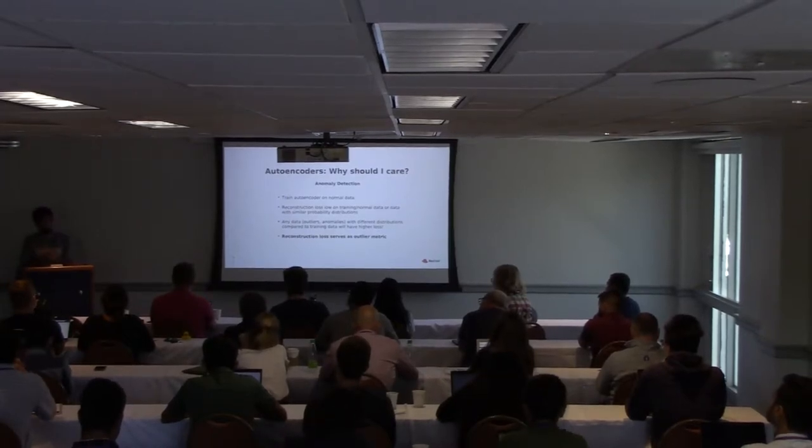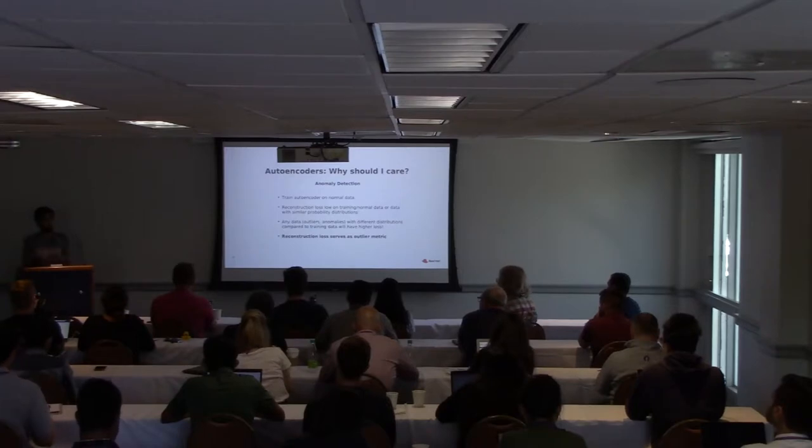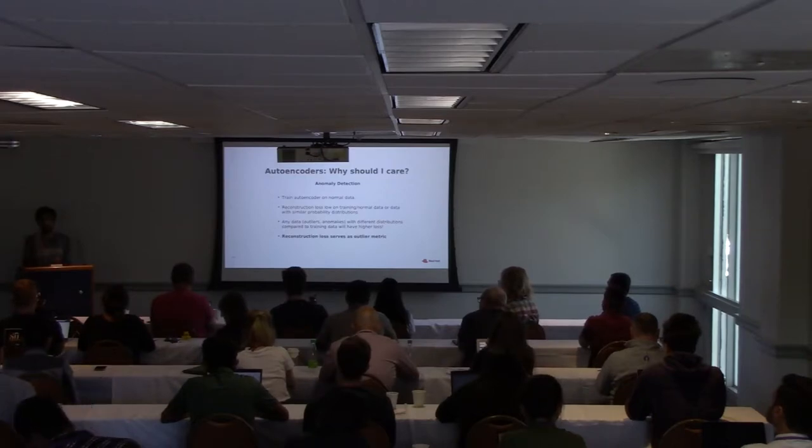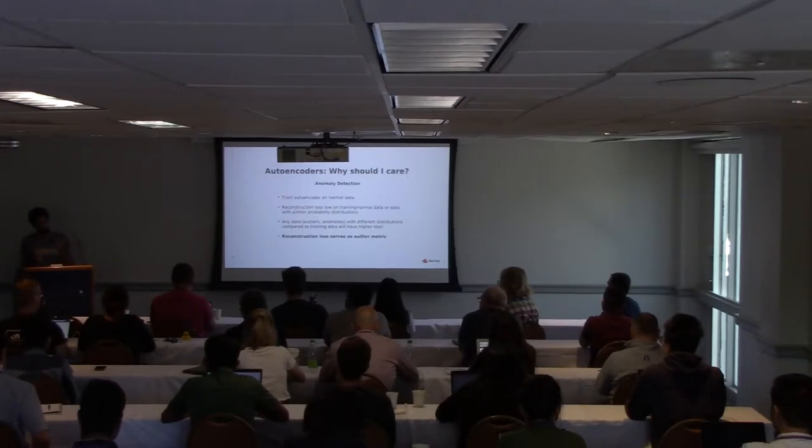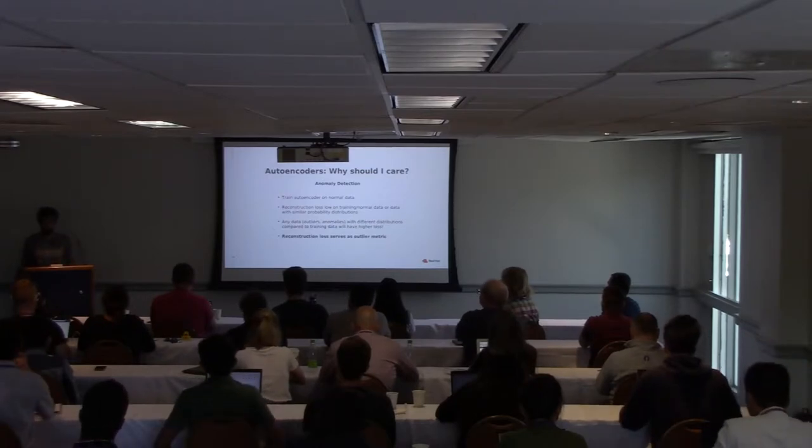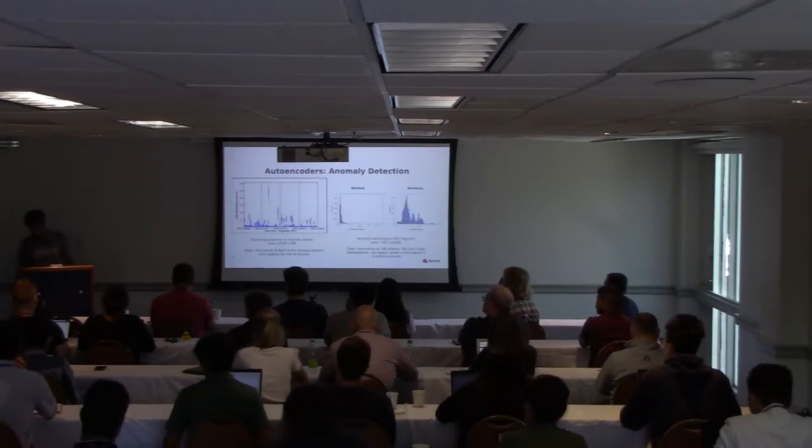So if I look at the difference between the output and the input, for normal data it will be low. It will say, I know how to reconstruct this. For abnormal data, it will be high. So I can use that loss, my reconstruction error, as a metric for anomaly detection. I can say the higher it is, the more likely you are to be anomalous. Of course, the definition of anomaly is context sensitive.